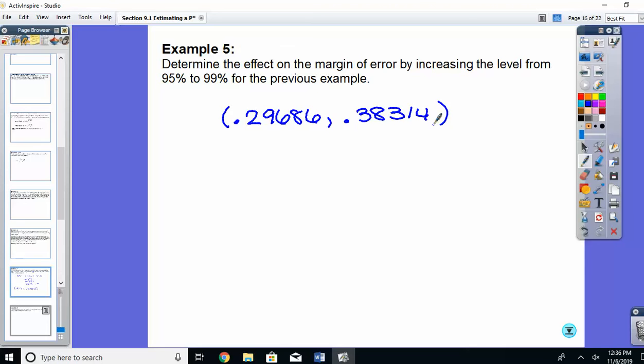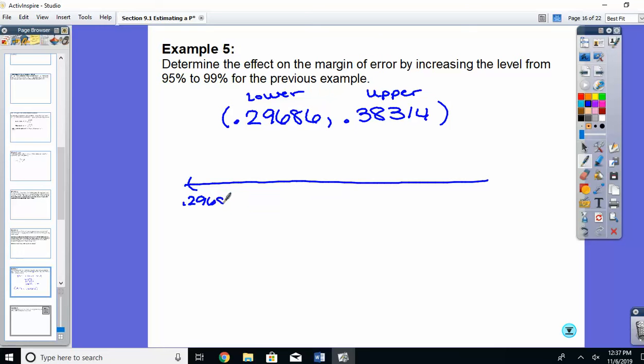Wait, you told us to keep the... This is our lower and upper. Everything was the same except this is 0.99. So the question was, how did the margin of error increase? Yesterday we found a margin of error of 0.033. How do I find the error in this? Don't we make the little line and then put the upper and lower on there? We can. And then find the p-hat, and then however it's different from the p-hat.